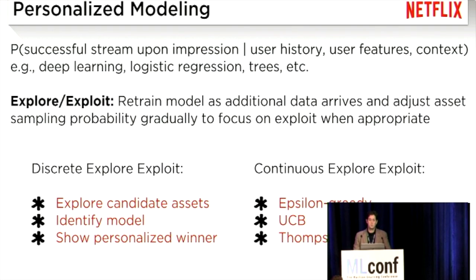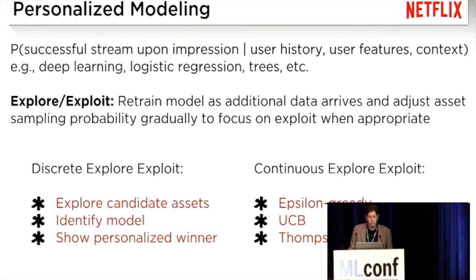How do we do personalized modeling if we want to do that? You can think of this probability model: probability of successful stream upon impression, conditioned on user history, user features, and context. You can think of different machine learning models that will let you do that: deep learning, logistic regression, trees, etc. And you have a similar explore-exploit situation to what I described before.